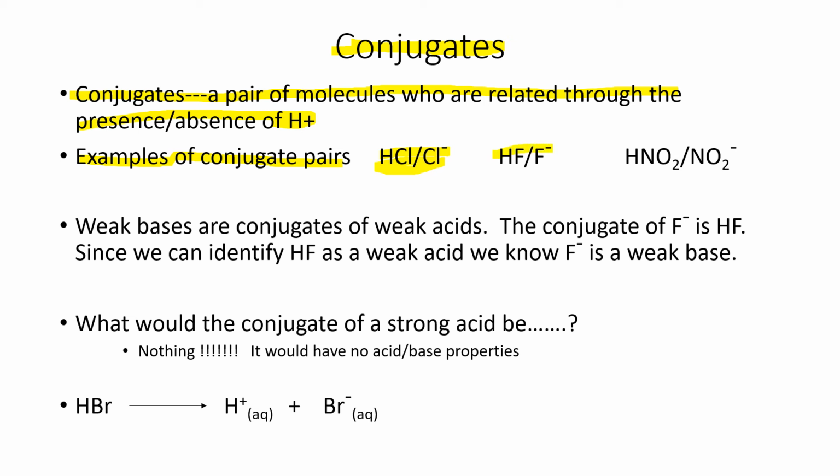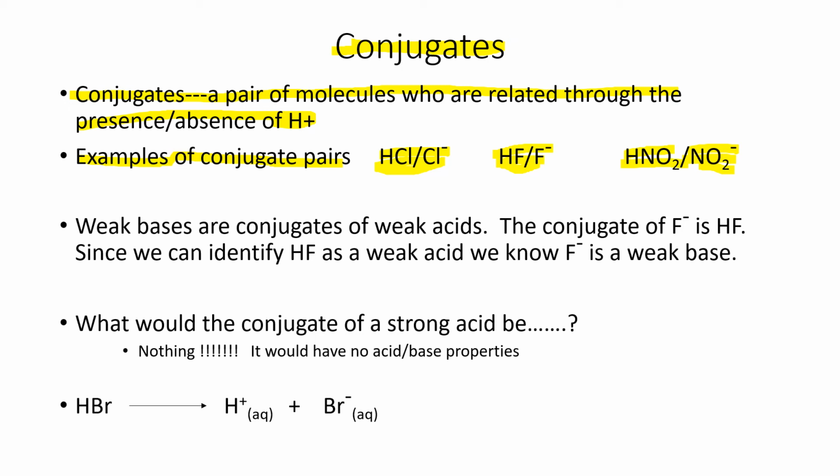You do the same thing for HF and F minus. HF and F minus are conjugates of each other. The HF has the H plus ion, the F minus does not have the H plus ion. HNO2 and NO2 minus, again, are an example of a conjugate pair. The difference between the two is either the presence or the absence of that H plus ion. HNO2 has the H plus ion, NO2 minus does not have the H plus ion.